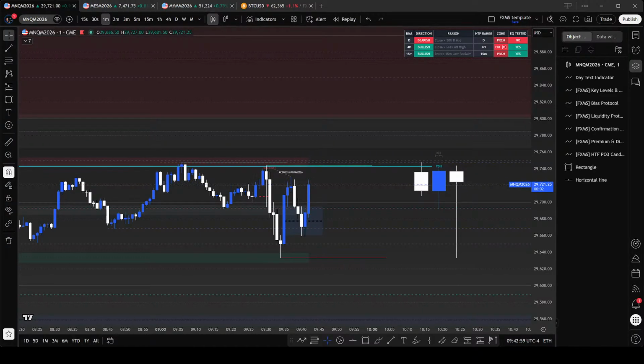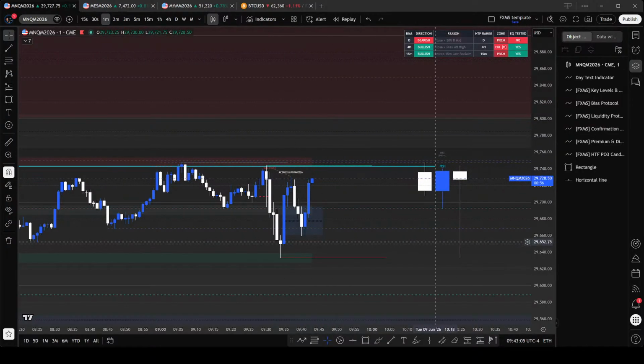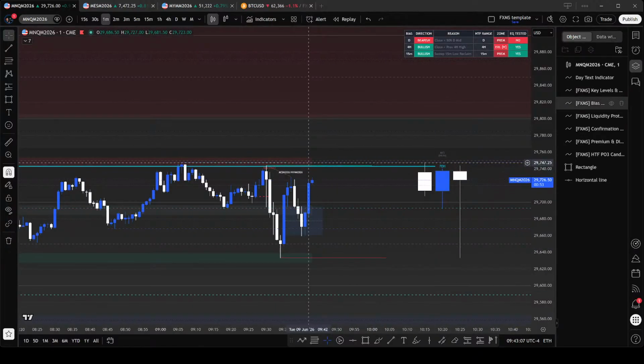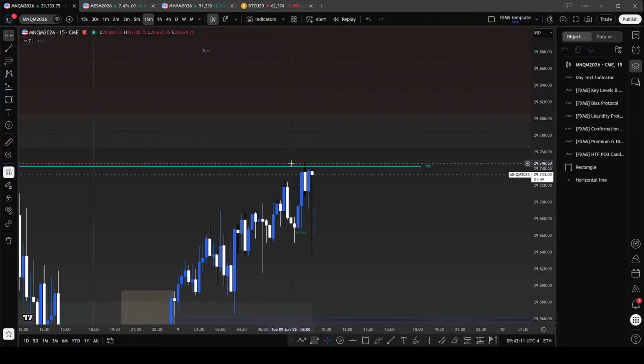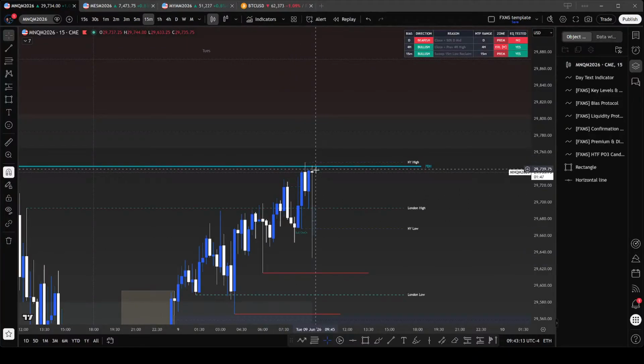There we go. It's a nice pushback up there. All right, let's see if we get that closure above. So we got about 2 minutes to go, and let's see if we get a closure above. Look at this 15-minute candle shape, right? The difference. Big difference is how it was as it started.